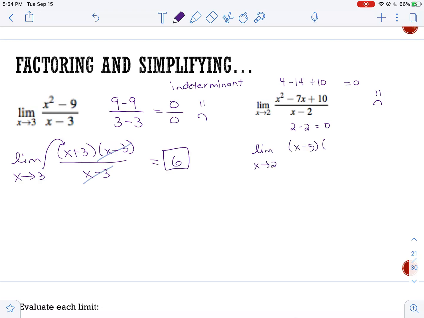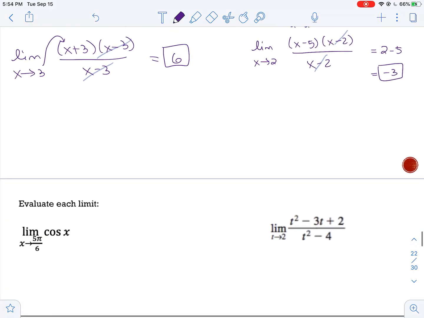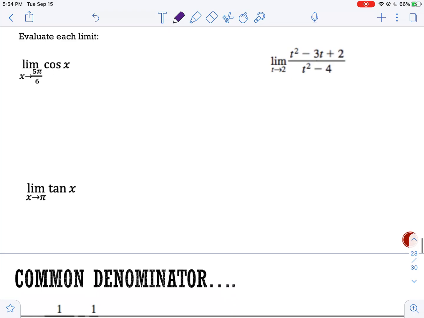So let's try and factor. So the limit as x goes to 2 of x minus 5 times x minus 2 over x minus 2. And again, the x minus 2's will cancel. And if I try and plug in the 2 again, 2 minus 5, the limit is going to be negative 3. So that graph will be approaching a height of negative 3 when the x values get closer and closer to 2.